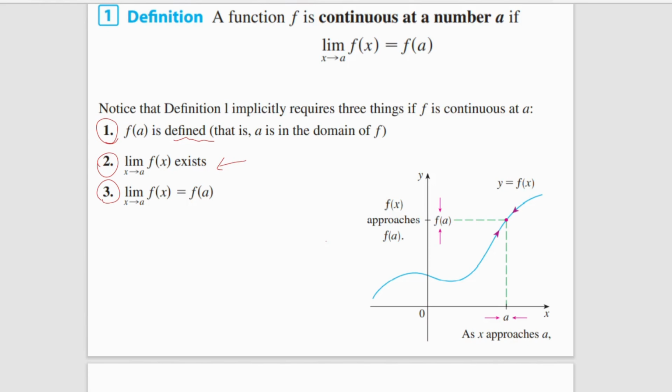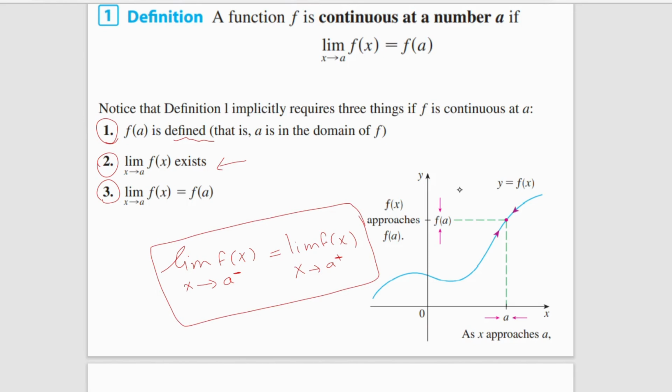Second condition, the limit exists. If we need to check whether the limit exists or not, we have to check the limit from both sides. So we can conclude that the limit exists only if the limit of f of x when x goes to a from the negative side equals the limit of f of x when x goes to a from the positive side. If we have this condition, then we can conclude that the limit exists.